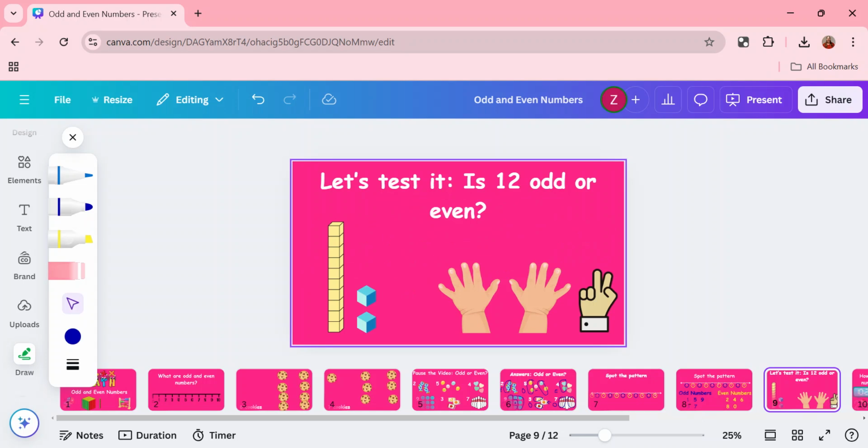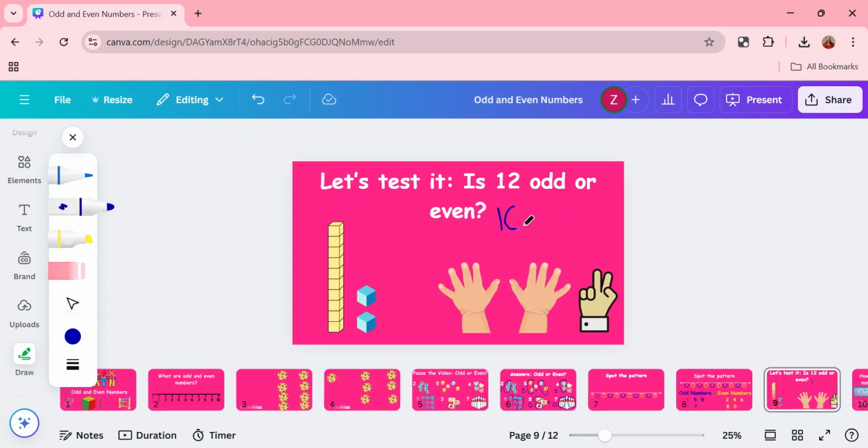So I've got 12. Now I can partition 12 into 10 plus 2. Now we know 10 is even because 10 can be split into two groups of 5 and 5. And 2 is also even because it can be split into two groups of 1. And 5 and 1 together equals 6. So 12 is even because there are two equal groups of 6.